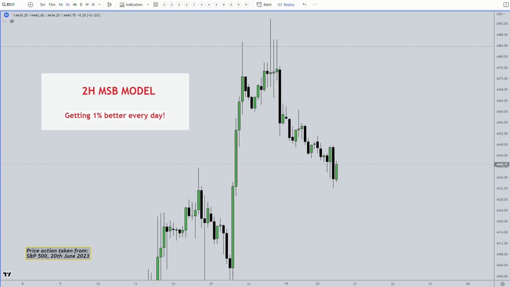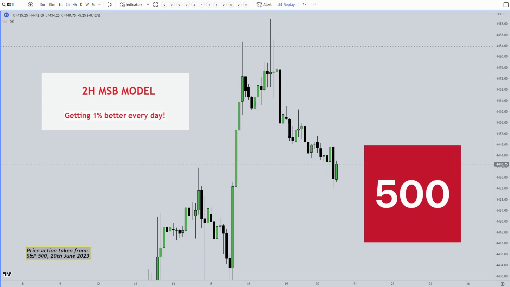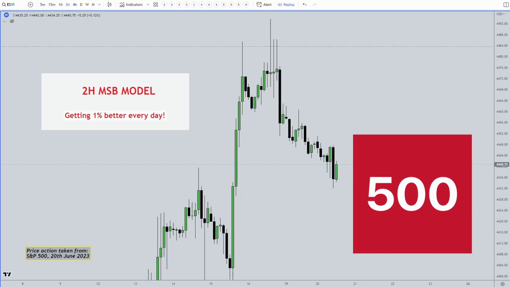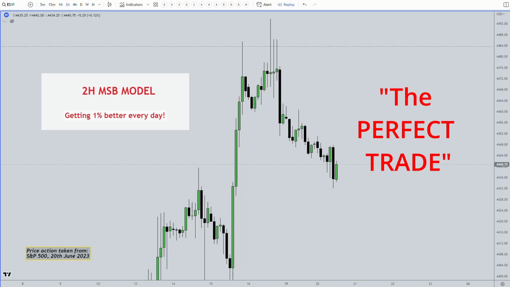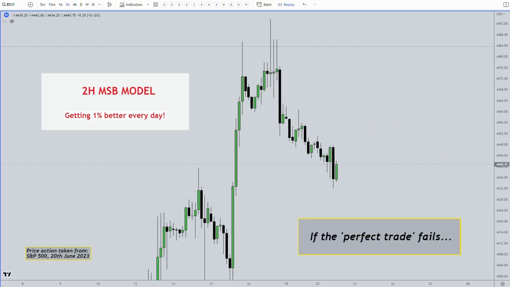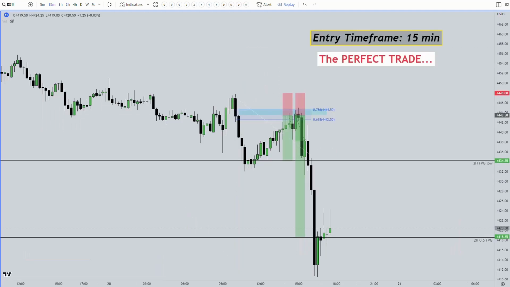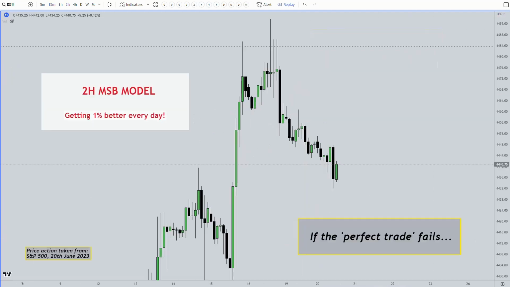Hello everyone and welcome back to another episode of my 2-hour MSB model where we want to get better 1% each day. Today we are going to look at actually the perfect trade, but also at the question, what if the perfect trade fails? Because yesterday indeed, if you zoom into the entry time frame on the 15-minute, we did have the perfect trade. So let's quickly run through this setup that could have given you a 2-hour and even 5.5 hour on the second take profit trade, and then come back to our what if the perfect trade fails.